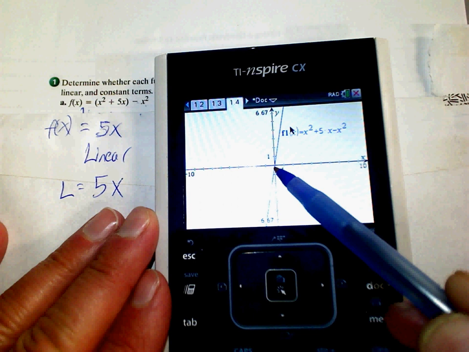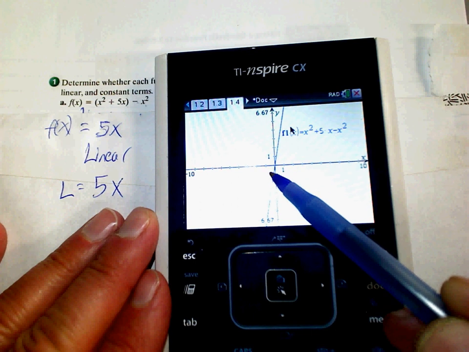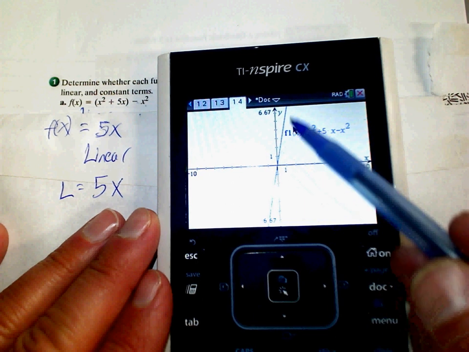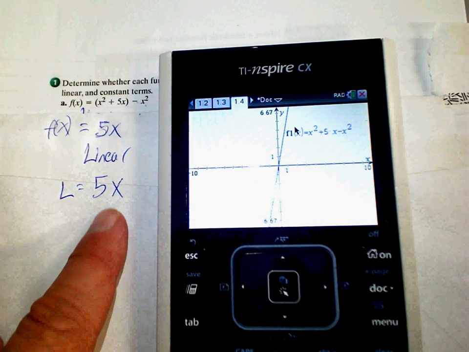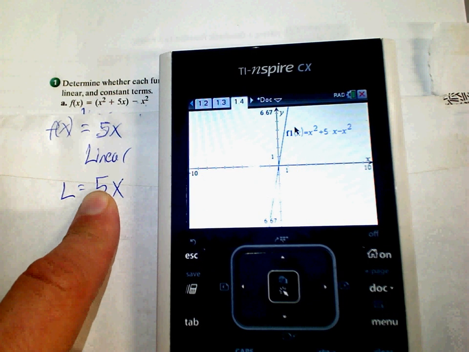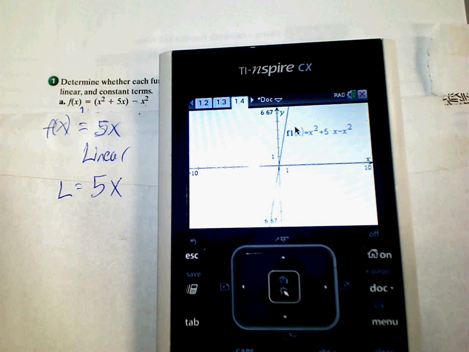And it's really steep. You know how steep it is? Got a slope of 5. It rises 5, runs 1. That's linear. That's what you've done forever. Are you with me?